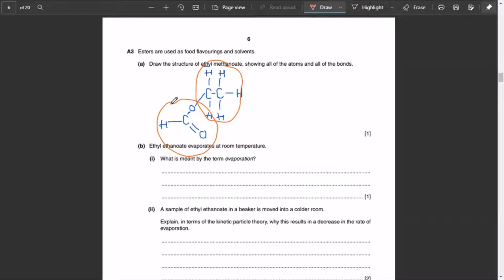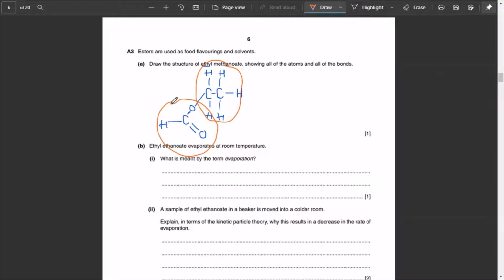Moving on to part B, ethyl ethanoate evaporates at room temperature. What is meant by the term evaporation? Evaporation is a term used in which a liquid changes its state to gas. That's all.